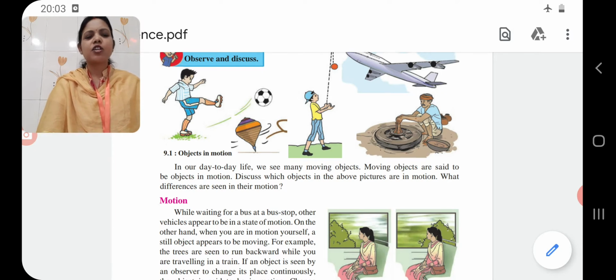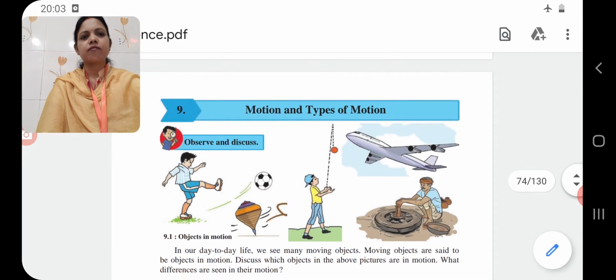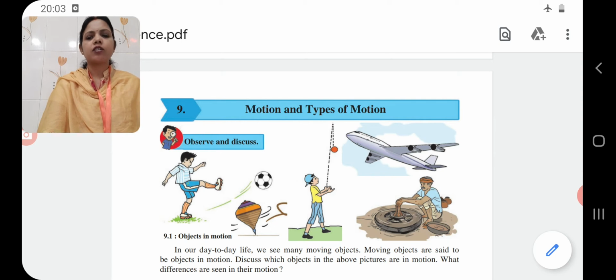So today onwards we will start our second semester portion. Children, today in science we will start the ninth chapter, motion and types of motion. In this chapter we will learn about moving objects, motion, types of motion, linear motion, uniform linear motion and non-uniform linear motion. All these things we will learn in today's video.